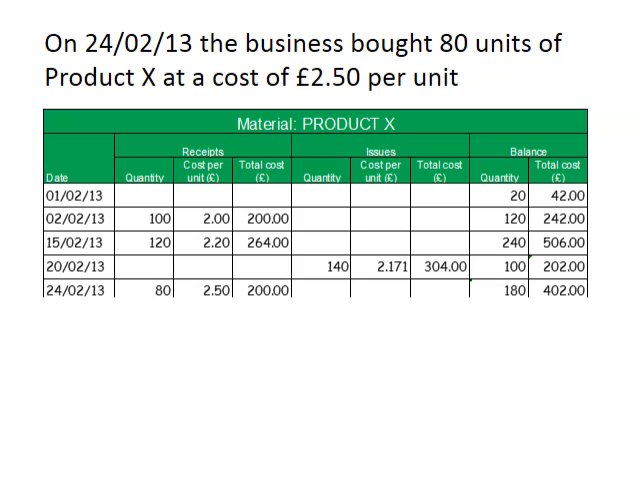So, for example, we have 100 units before this transaction, we've purchased 80 units, so obviously we've got 180 units in inventory. Likewise, we had costs associated with our stock before this transaction of £202. We've purchased an additional £200 of inventory, so we've now got inventory with a total cost of £402.